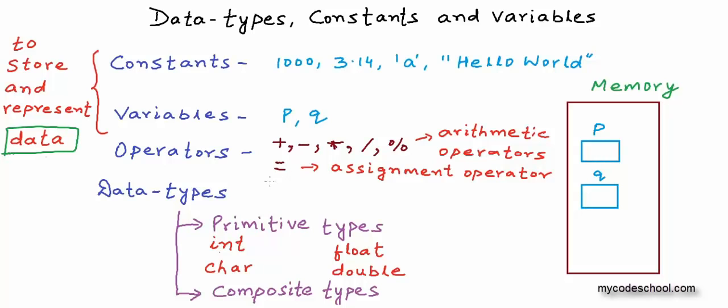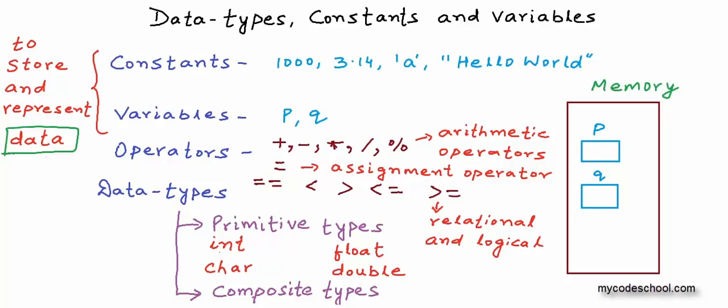And we have operators that we call relational and logical operators. Two equal to signs is the equality operator. If you want to compare two values for equality, you use two equal to signs, and this is a logical operator. And then we have operators like less than, greater than, less than or equal to, greater than or equal to. These operators are called relational and logical operators. We will get to know these operators when we use them in a real program.